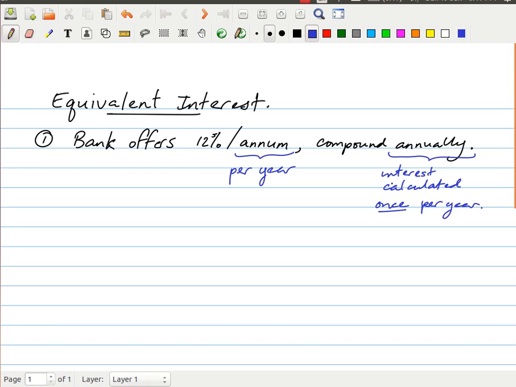So we've got annual interest of 12% per year, and the interest is calculated once per year. So obviously that's the simplest case we could possibly have. And so if we wanted to calculate how much our investment would be worth, we would say that the amount of the investment would be equal to the principal multiplied by 1 plus i to the power n, where in this case i is going to be the rate of interest per compounding period. So in this case that's going to be 0.12, and n would be the number of years. So in this case, let's just say 1 year.